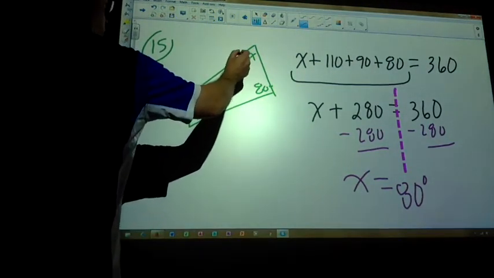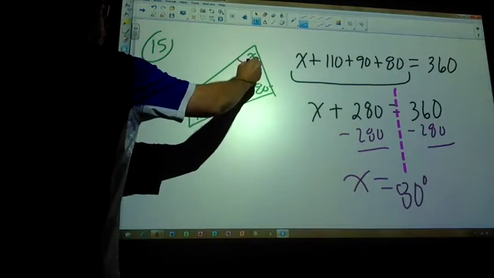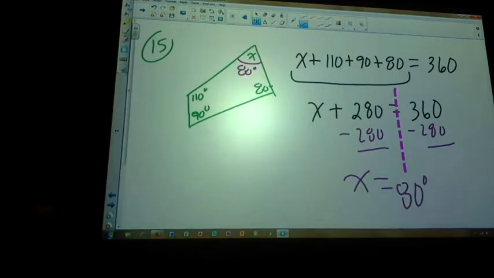Okay? You could also then put that up in here if you want to do that. It's your choice what you want to do with it, okay? And number 16 is going to be done the exact same way. So you'd have x plus 125 plus 132 plus 72 equals 360. And you'd be able to solve it.